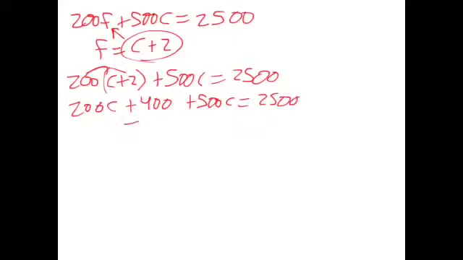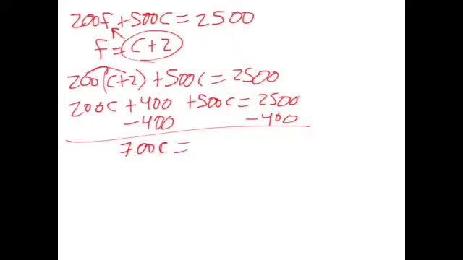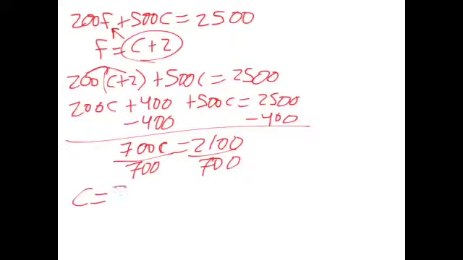I need to now get rid of that 400, just get the C's all by themselves on the left side, and while we're at it, we'll combine the C's: 200C and 500C add together to make 700C. 700 times the number of cheeseburgers is going to equal 2,100. And so we need to get C by itself, divide both sides by 700. You'll get C equals 3.